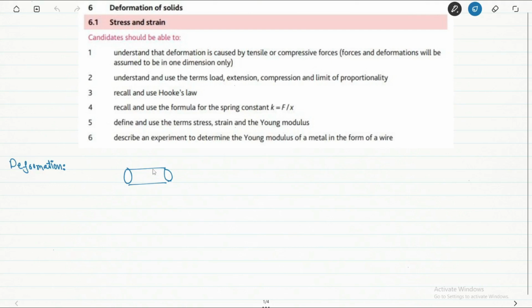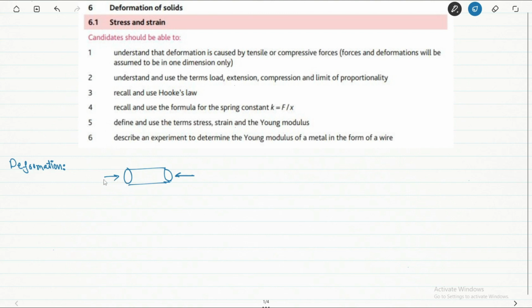Hello, everyone. Welcome to the sixth chapter of A Levels Physics, which is deformation. So, the first module is all about stress and strain. And the first thing you need to know about is the type of deformation we will be dealing with, right? So, the deformation we will be dealing with is done by tensile forces, right?